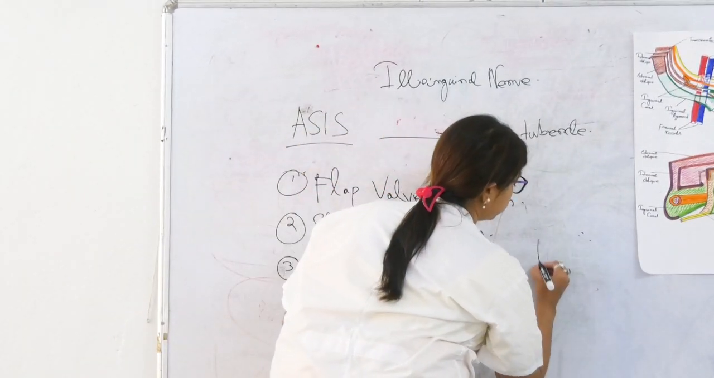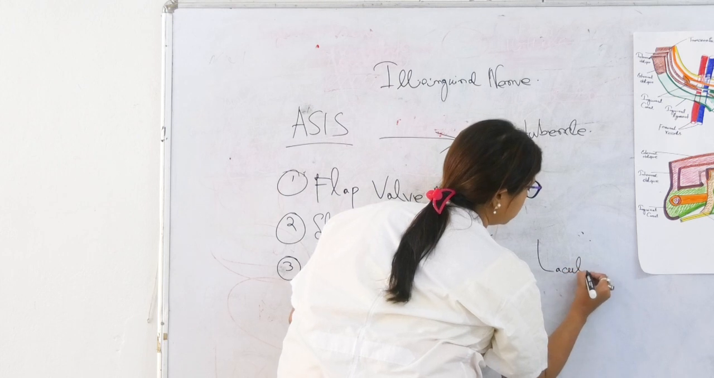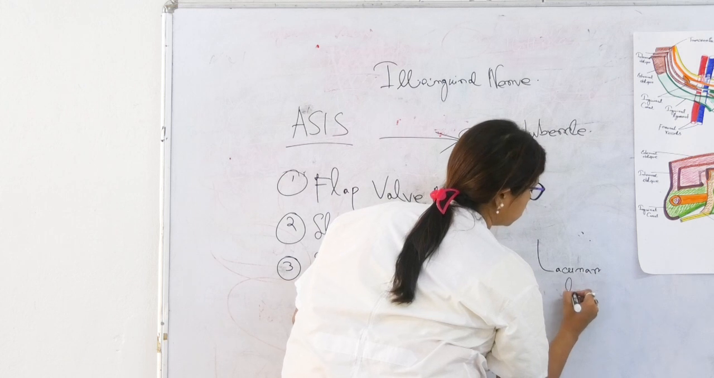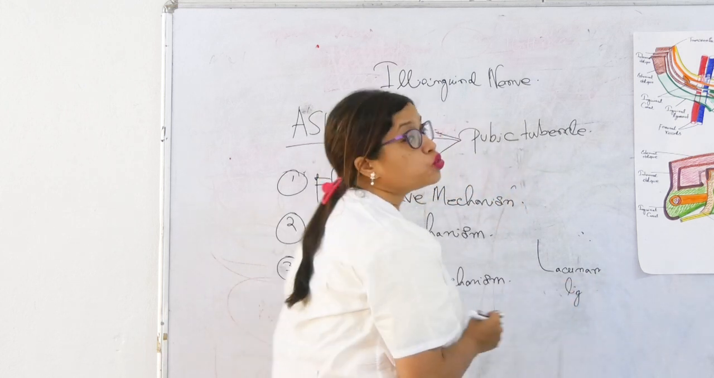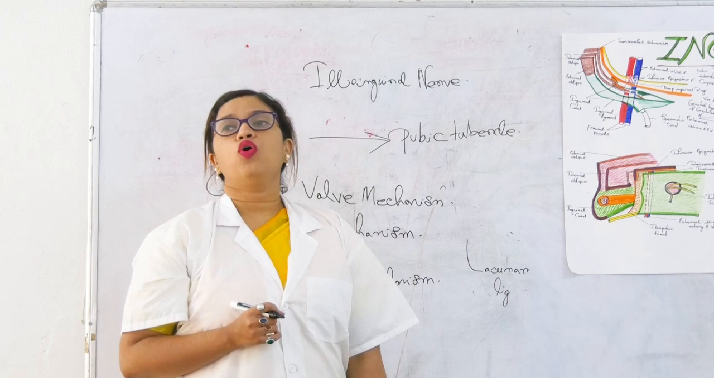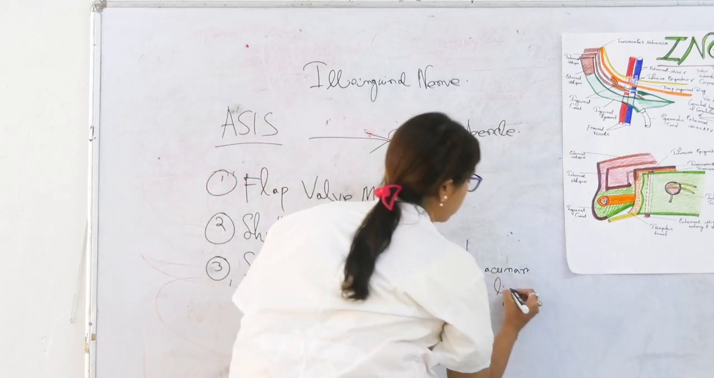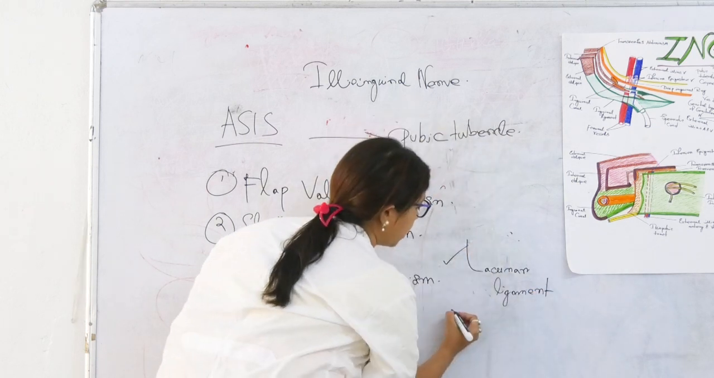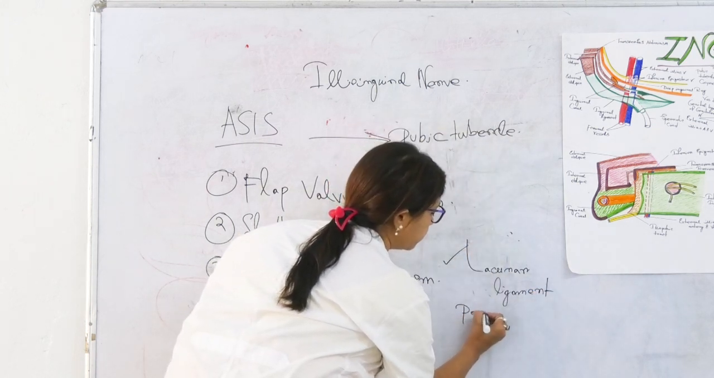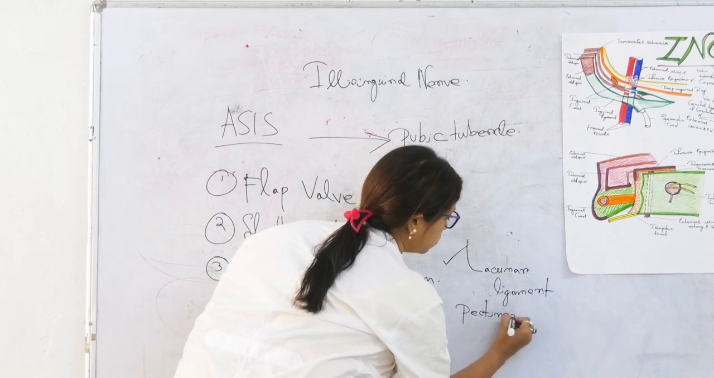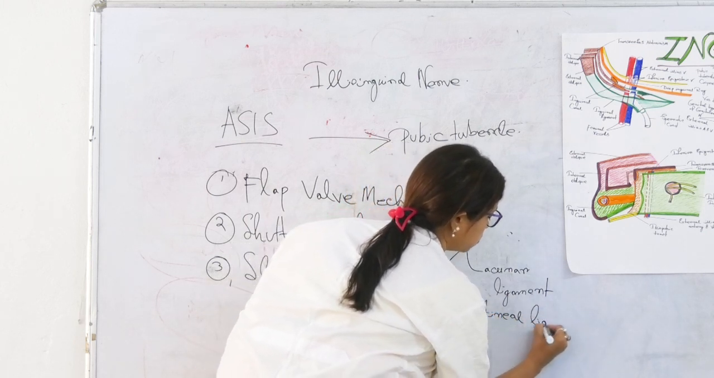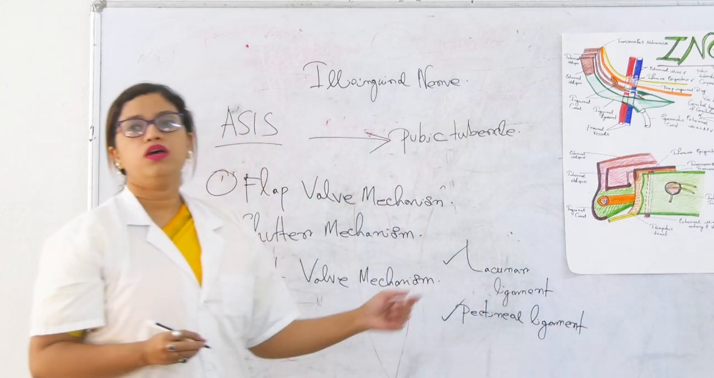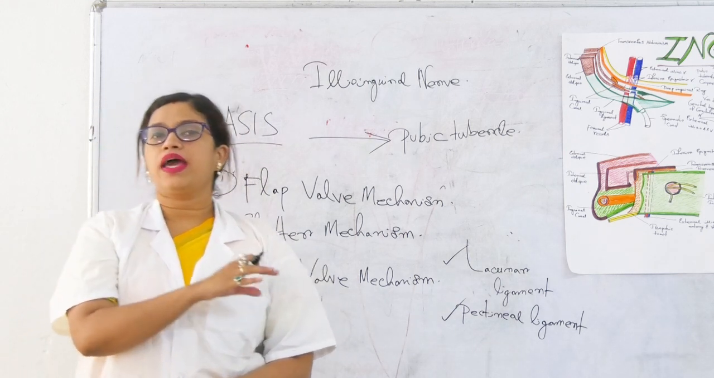Triangular. Triangle of doom. One is the lacunar ligament, another one is the pectineal ligament. Okay. So which are these ligaments and where are they present?